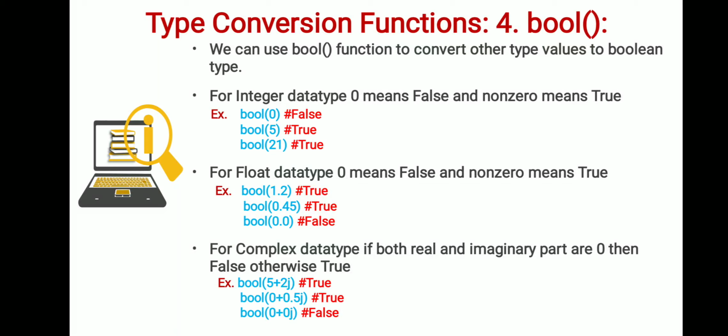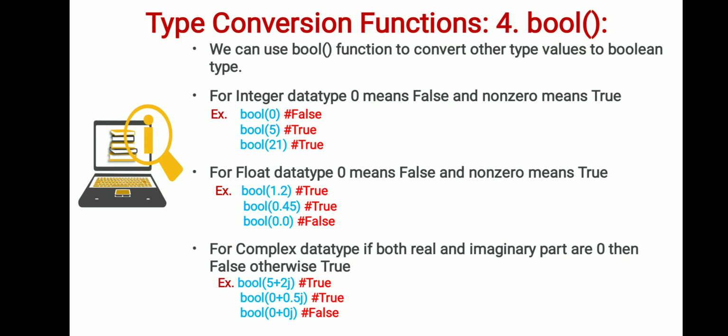Now we can use the bool function to convert other data type values to the boolean data type. The value which you want to convert into boolean, you have to pass to the bool function. If you want to convert an integer value into boolean, then if the integer value is 0, it will be converted into false, and any non-zero integer value will be converted to true.